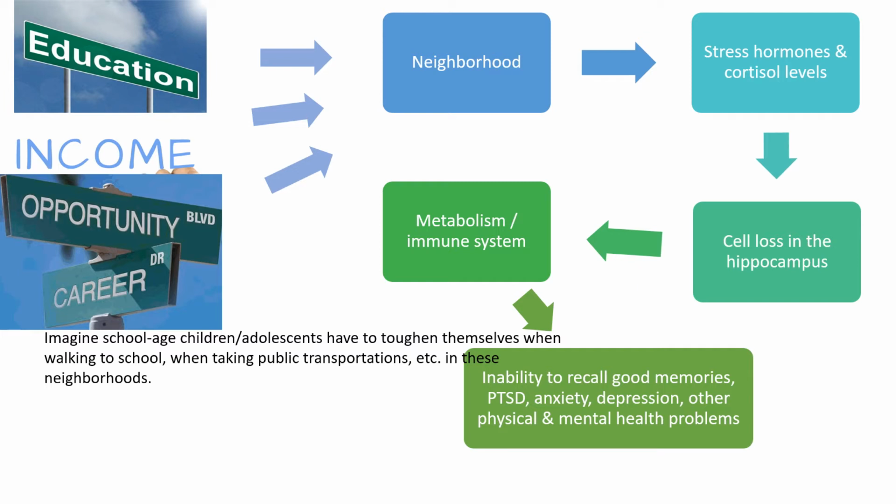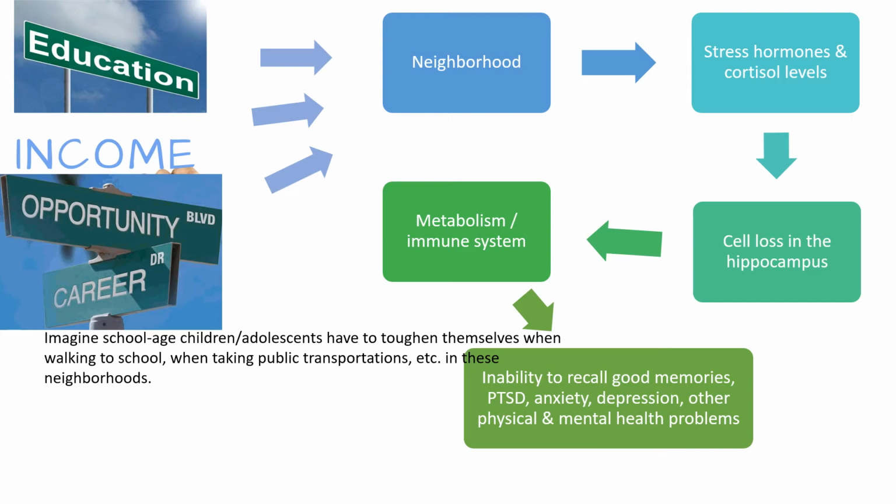So, if we live in a stressful neighborhood, with high crime, not safe, polluted, this can increase our stress hormones and the cortisol level. This can in turn lead to cell loss in the hippocampus, and this will affect our metabolism and immune system. And this will eventually affect our ability to recall good memories, or we may also develop mental health issues like anxiety, depression, or even PTSD and other physical health problems.